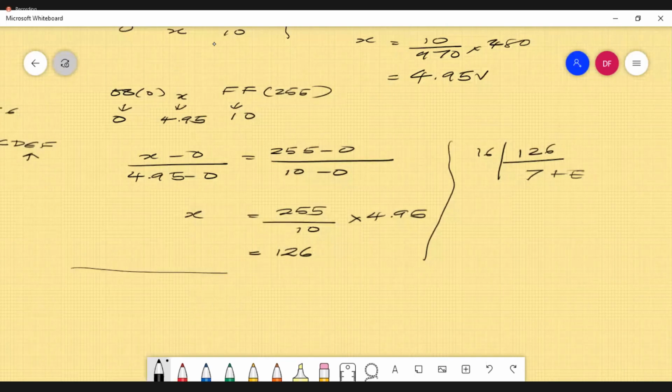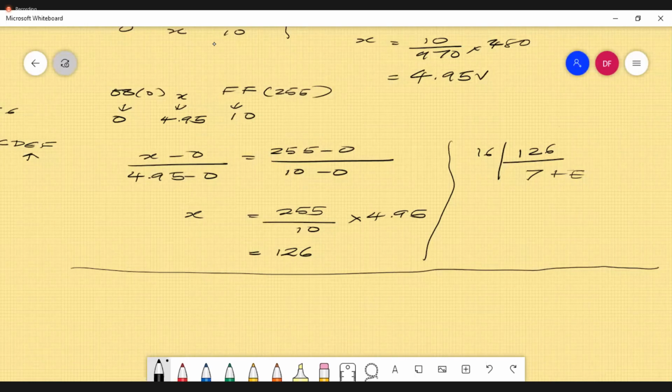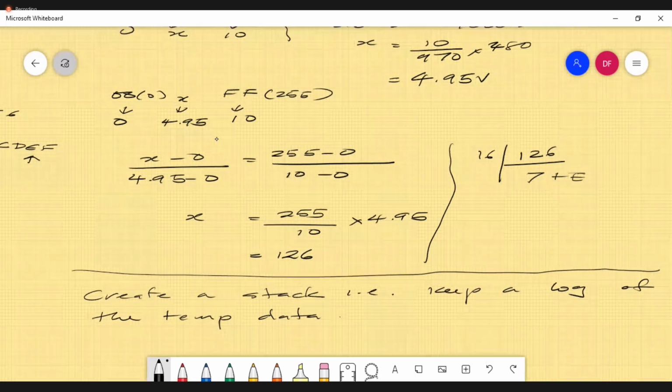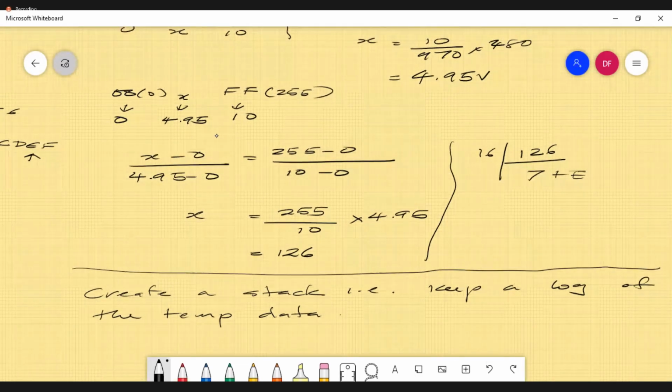So what if we were required to create a stack, which is to keep a log of the temperature data? How do we modify the program that we have here if we want to create a stack? Anybody remember?